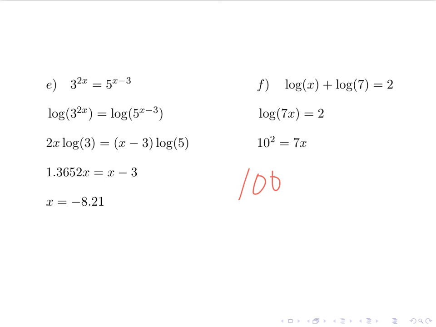10 squared is 100. Divide both sides by 7. And we're getting x equals 14.29. And again, I am allowed to plug that in because it's positive.